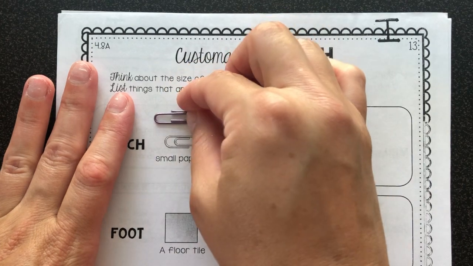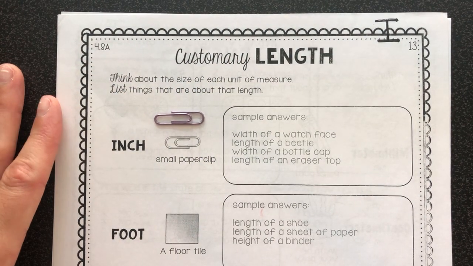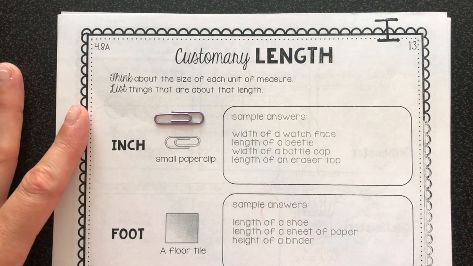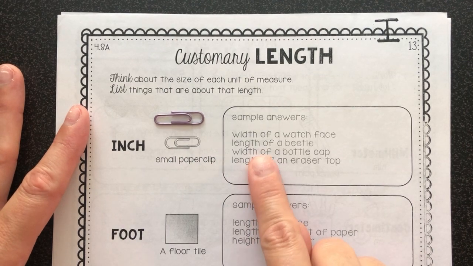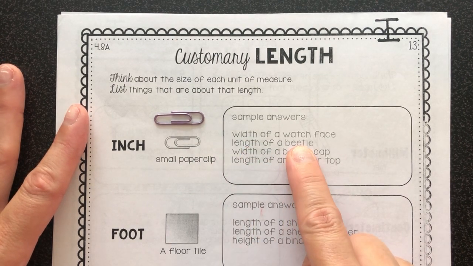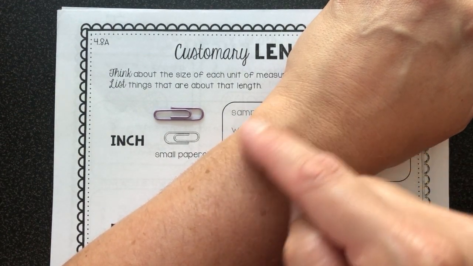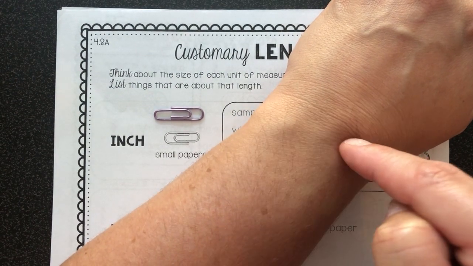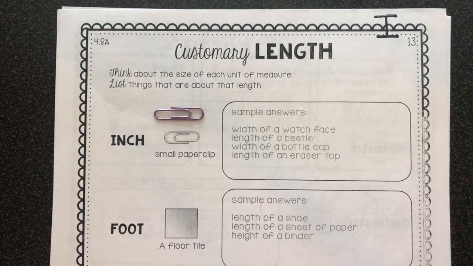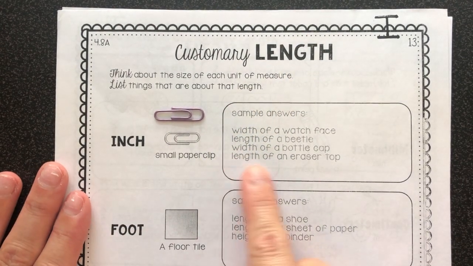It's a little bit bigger than what they have printed there. So that's about 1 inch. Now some other examples are the width of a watch face. So the watch that you wear on your arm, the face part of it, the flat part, whether it's a circle or whether it's a square, is about 1 inch. The width of a bottle cap.